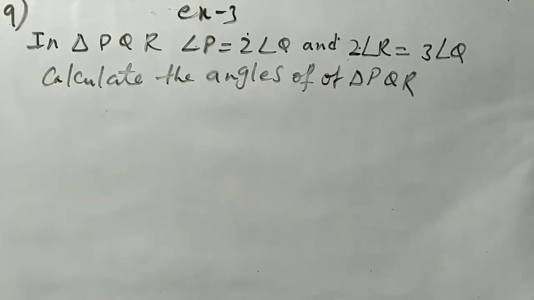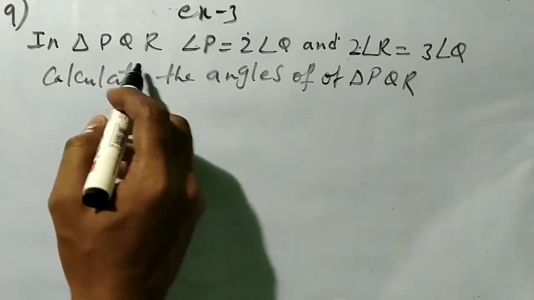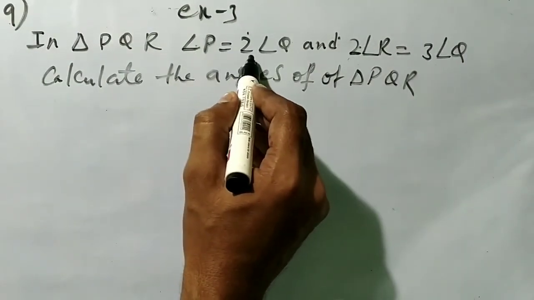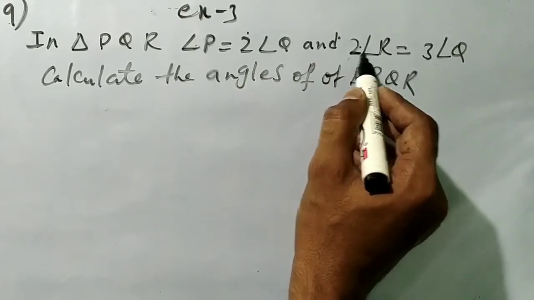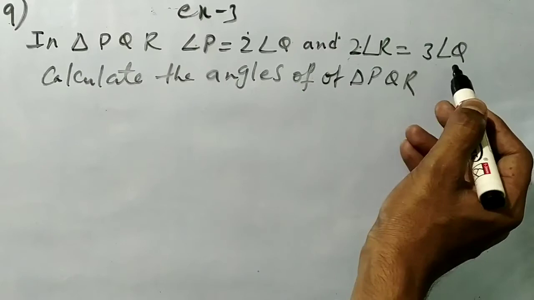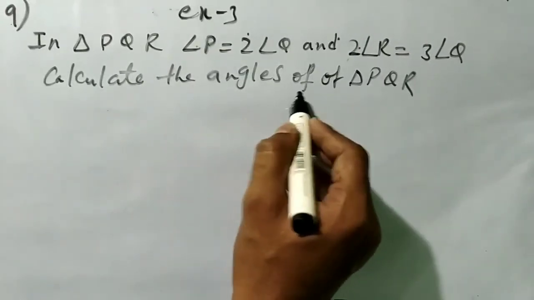Let us see, that is the 9th one. So this is the 9th question from the third exercise of triangles and their properties. In a triangle PQR, angle P is equal to 2 times angle Q, and 2 times angle R is equal to 3 times angle Q. So calculate the angles of PQR.